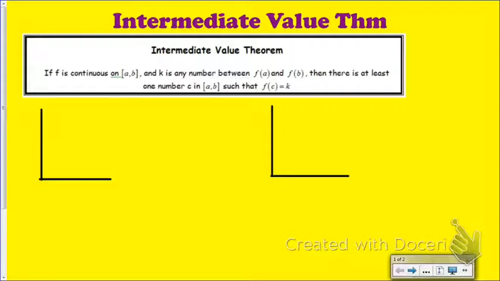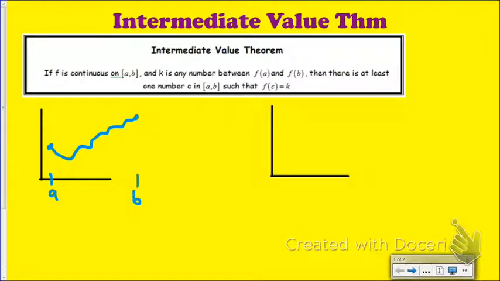It says if f is continuous on some interval that's a to b. That means some function is continuous from a to b. So I'm going to draw that function for you guys. Here's a, and here's b. Now I'm going to draw any random function that starts at a, ends at b, and is continuous. It doesn't matter what that graph looks like as long as it's a function and it's continuous.